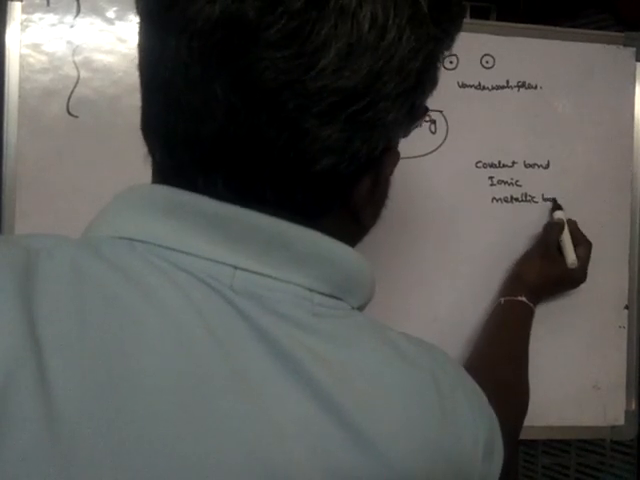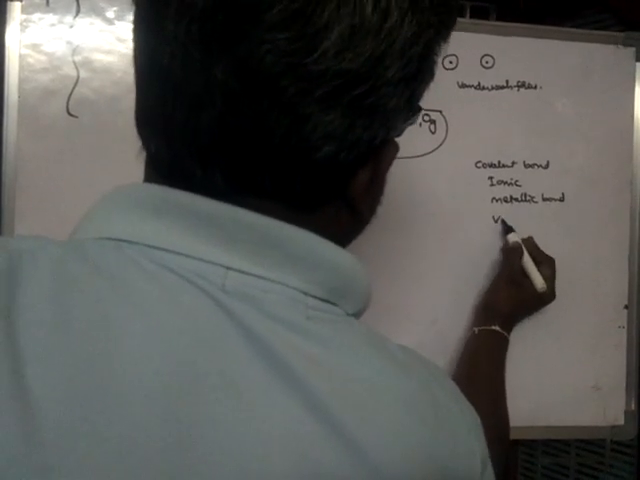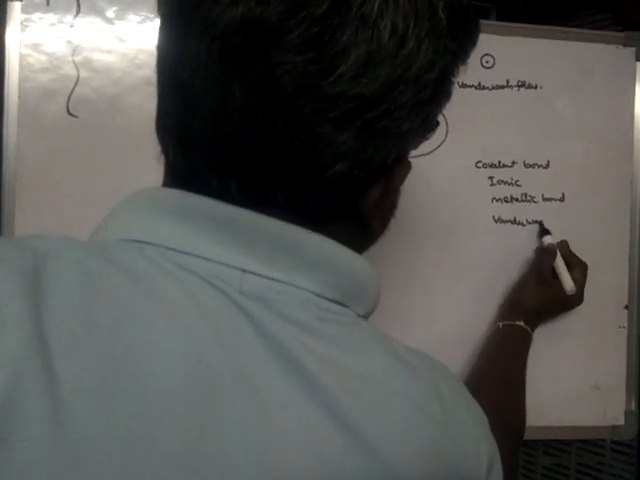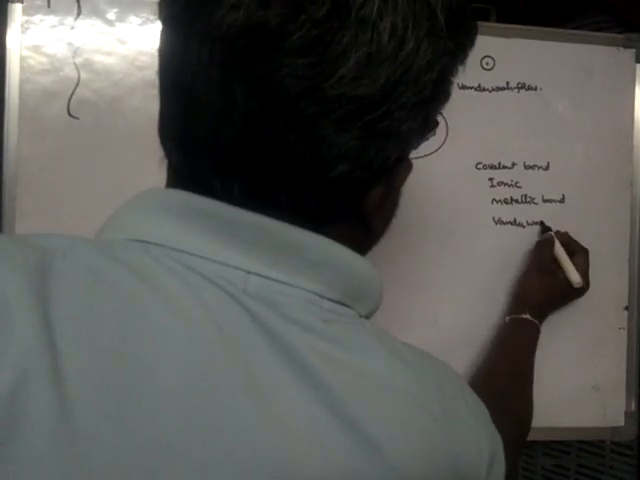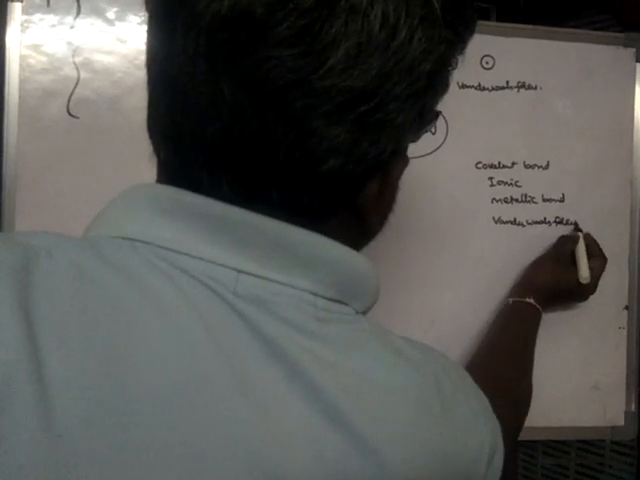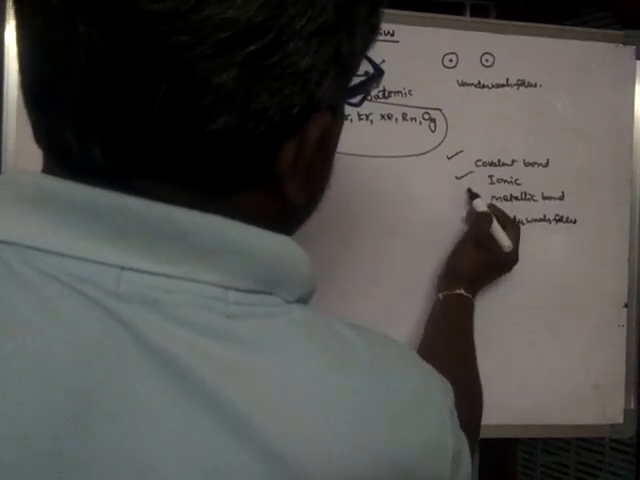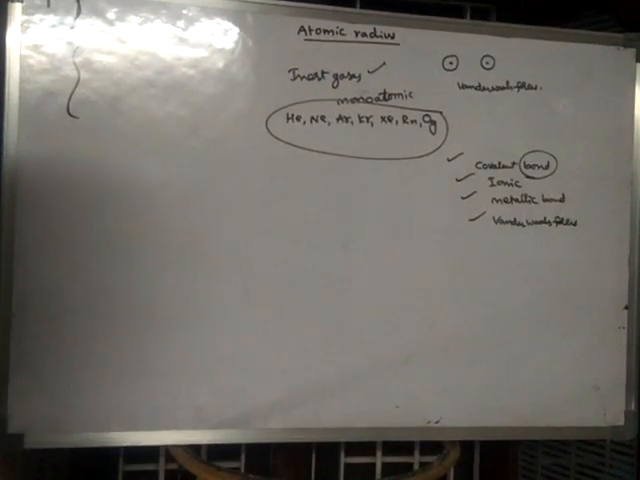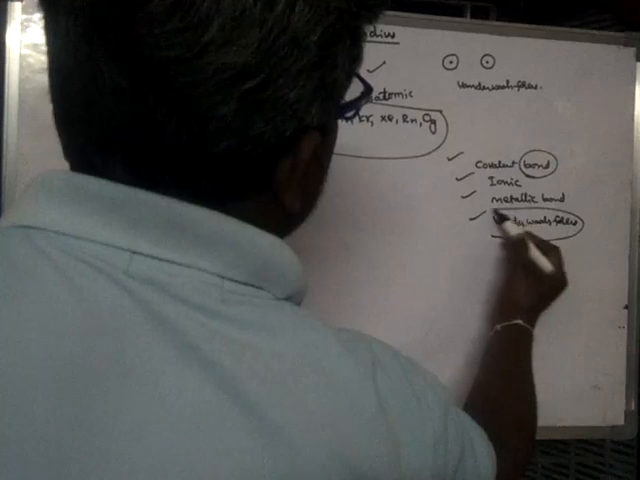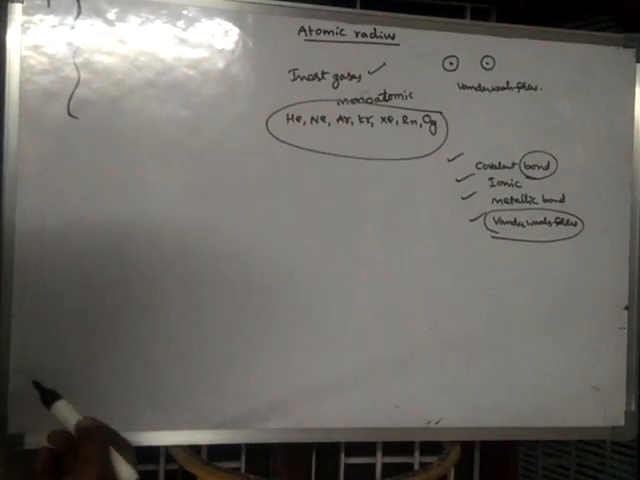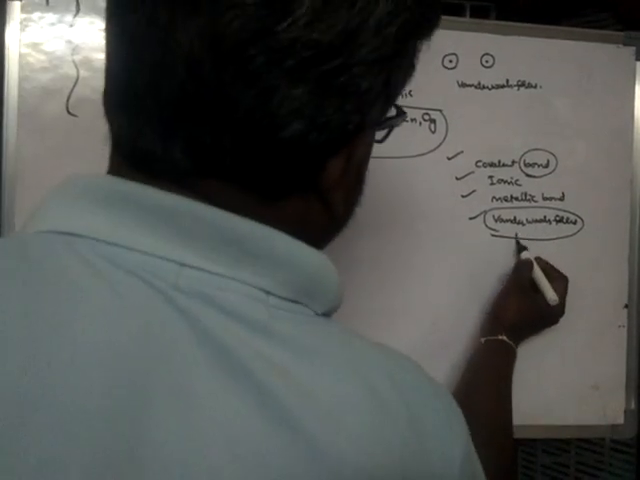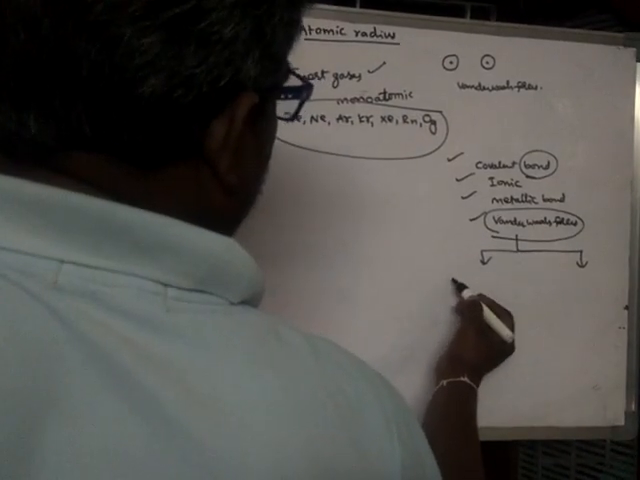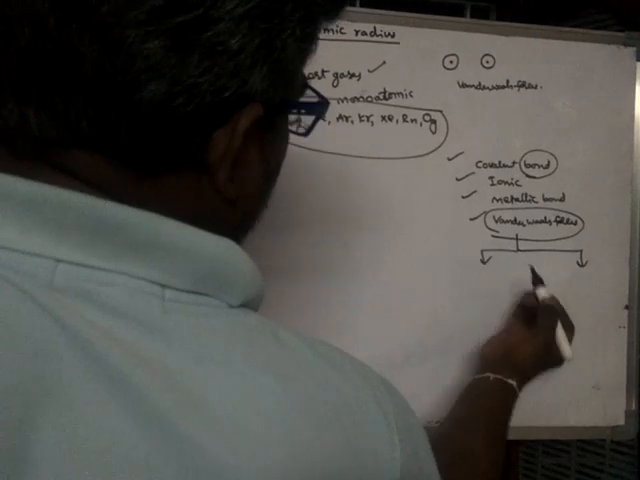Metallic bond. Okay, next is van der Waals forces. Out of several types of forces of attraction, bond means force of attraction. Van der Waals forces of attraction are very weak forces of attraction. Again, van der Waals forces of attraction are of several types.